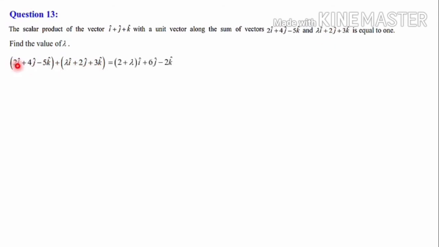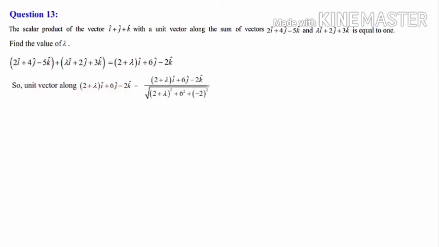Just pair the components, that is 2 and lambda, (2 plus lambda) into i cap, 4 and 2, that is 6, 6 into j cap, then minus 5 plus 3, that is minus 2 into k cap. That is the sum of the vector. Not only simply the sum, it is a unit vector along the sum of the vectors. So unit vector along the sum, that means (2 plus lambda) i plus 6j cap minus 2k cap. That is the sum. So we have to find out the unit vector along this one.